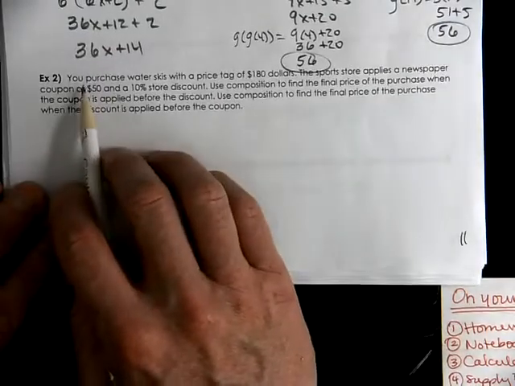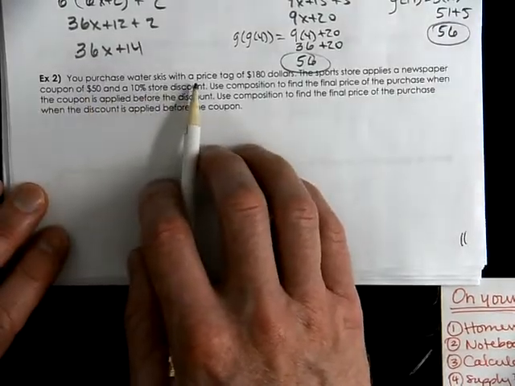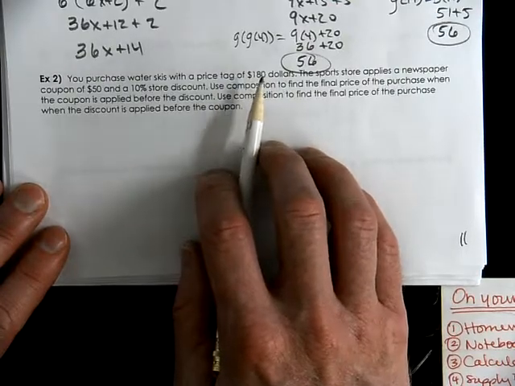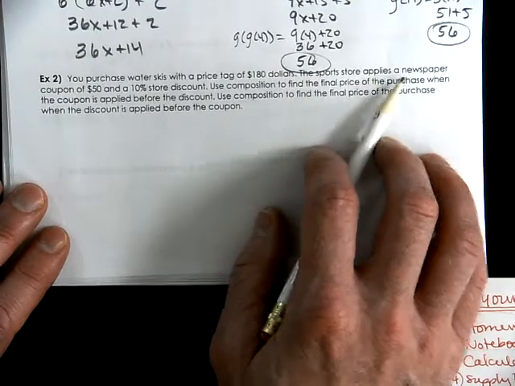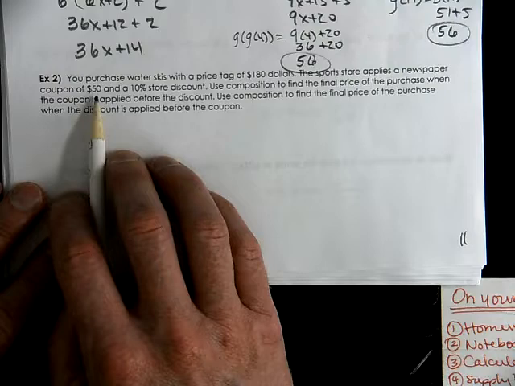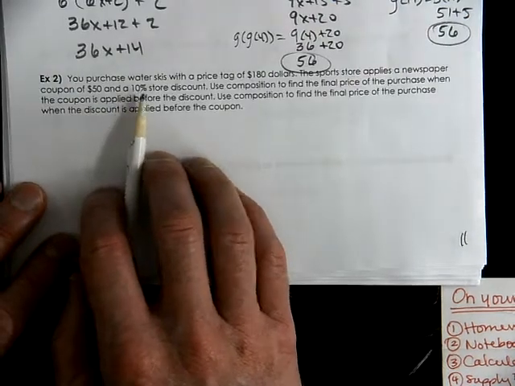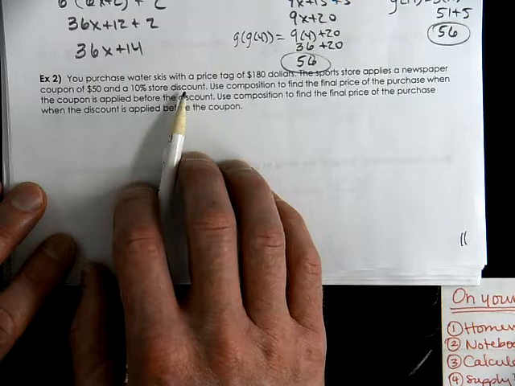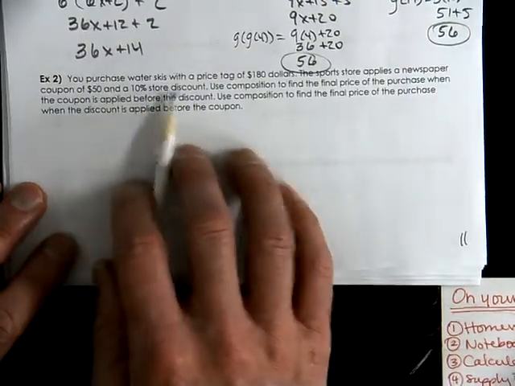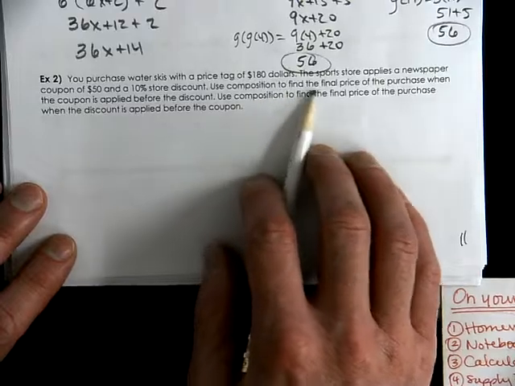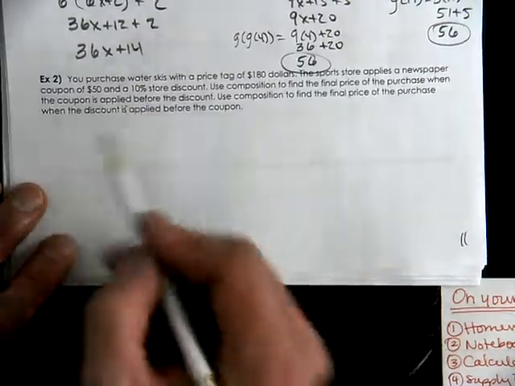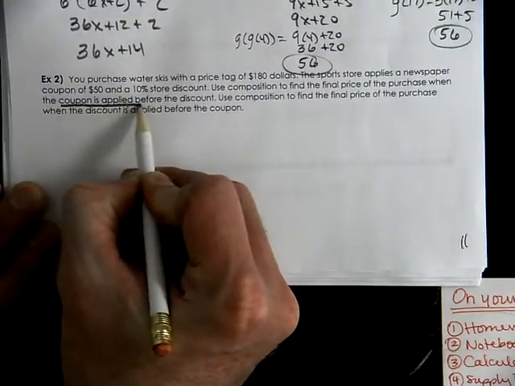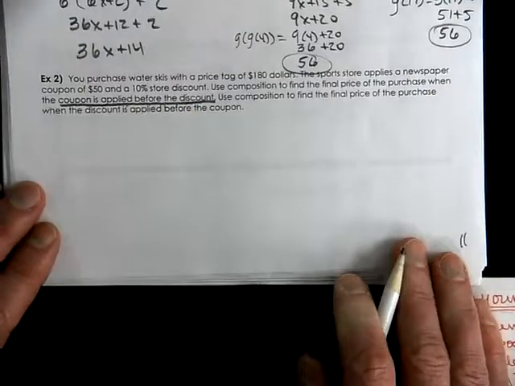Down to our word problem. You purchase water skis at a price tag of $180. The sports store applies a newspaper coupon of $50 and a 10% store discount to your prices also. Use the composition to find the final price of a purchase when the coupon is applied before the discount. Coupon applied before the discount.